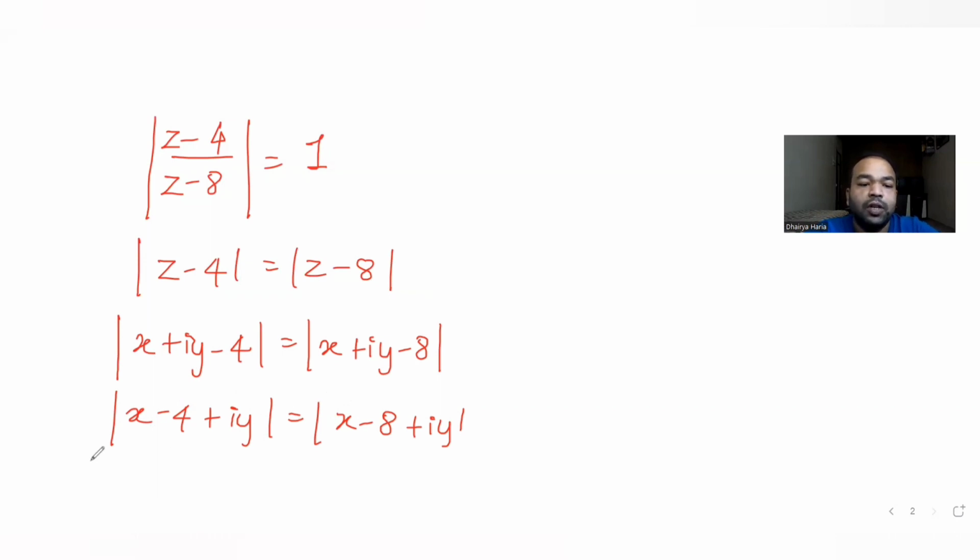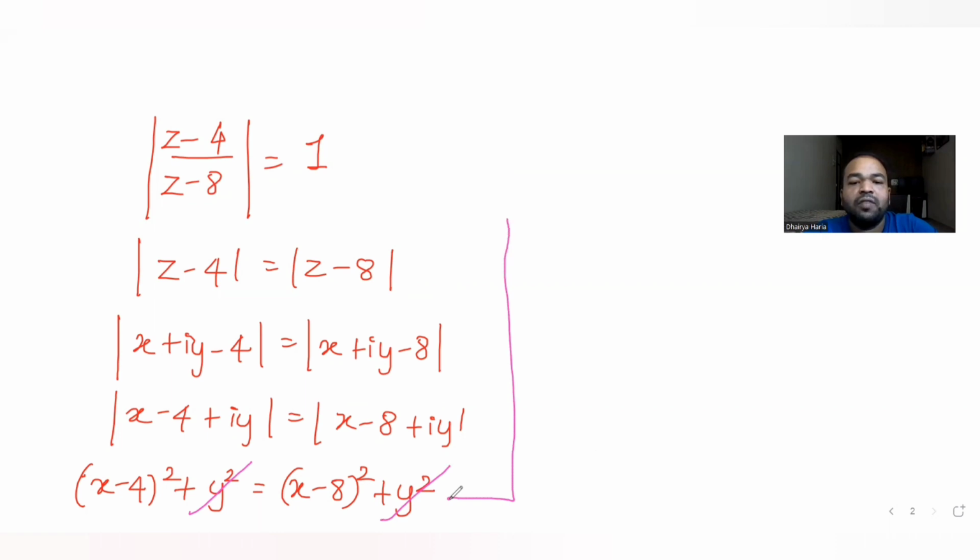The moduli are equal. So when the moduli are equal, I can square both of the sides. So I get (x - 4) the whole square plus y square, which is equal to (x - 8) the whole square plus y square. Now one thing I can note down from here is that if I take y square to the other side, y square minus y square is 0, so I can directly cancel this. Further, (x - 4) the whole square is x square minus 8x plus 16, and here I get x square minus 16x plus 64.